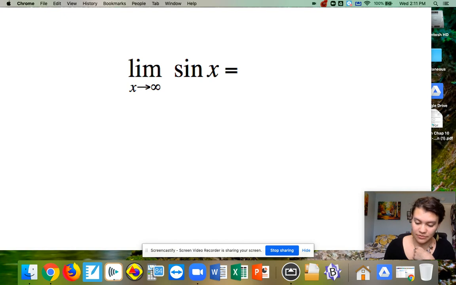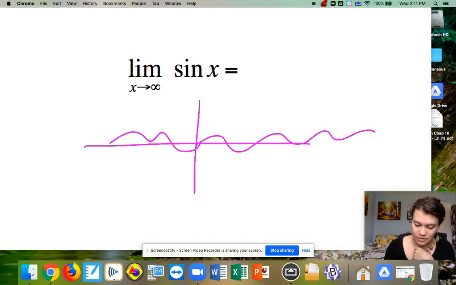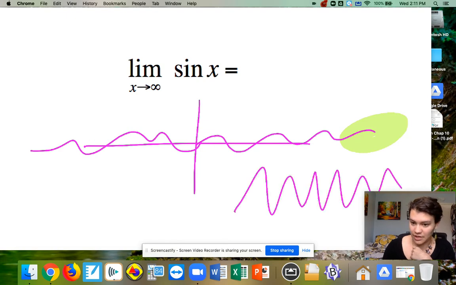The next one, if we sketch sine, we're going like this, right? So as we go off to positive infinity over here, sine is just going to keep oscillating. So you're never going to get one value. So this does not exist.